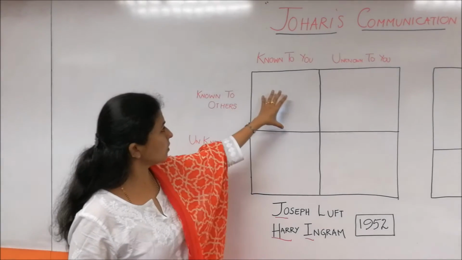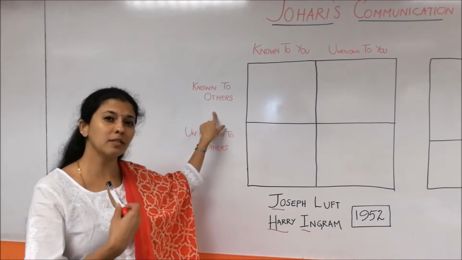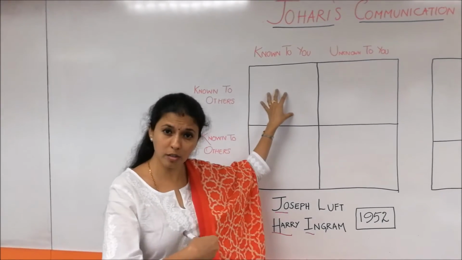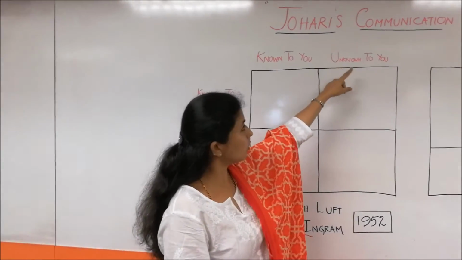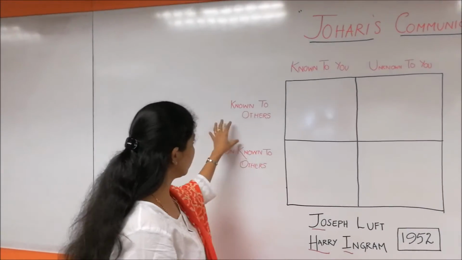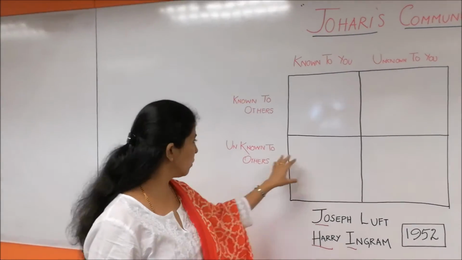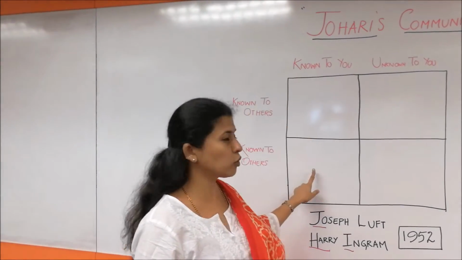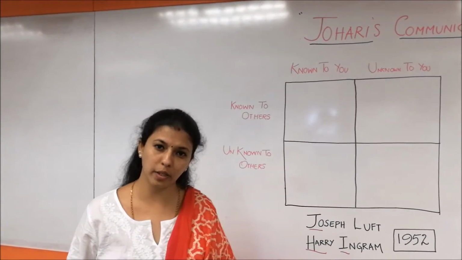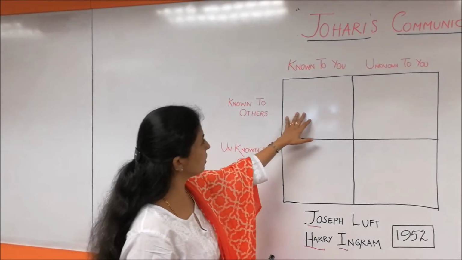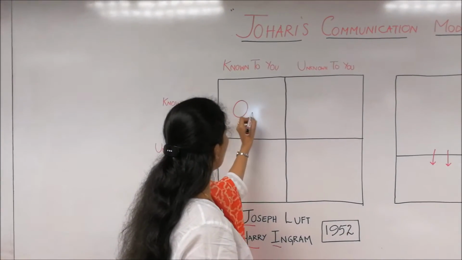So this quadrant pertains to that which is known to you and known to others. That is the characteristics or the personality traits which are known to both yourself as well as to others. The second quadrant, you can see that it is unknown to you. You do not know about it, but others are aware of it. Whereas the third quadrant shows which is unknown to others but known only to you. And there is the fourth quadrant which reflects which is both unknown to you as well as to the others. So the first quadrant, which is known to everyone, that is yourself as well as the others, is called the open area.